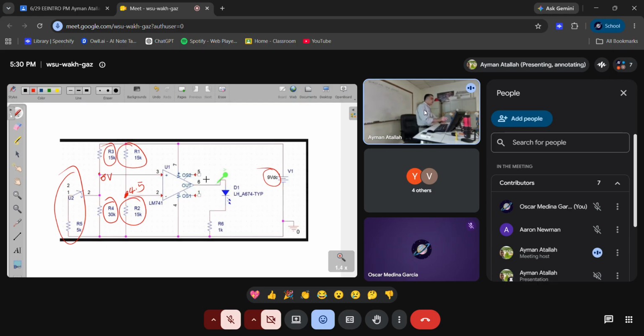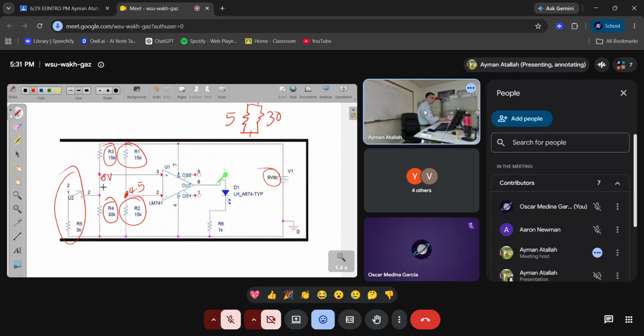Okay. So what will happen when I connect another resistance in parallel with this? The total resistance here will decrease because I connect 5 in parallel with 30K. When you have two resistances, one is 5 and the other one is 30, the total is lower than 5.